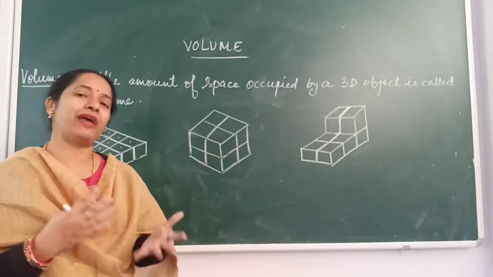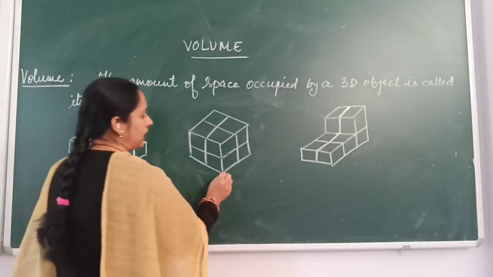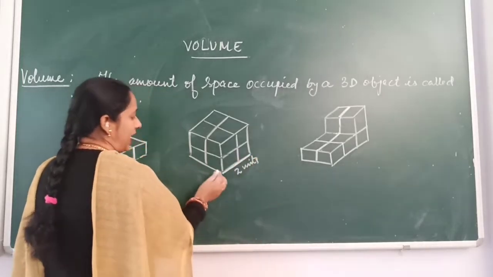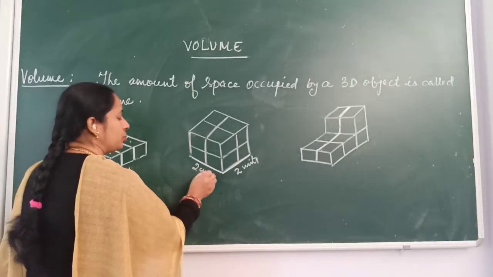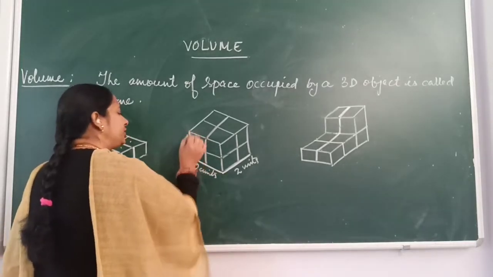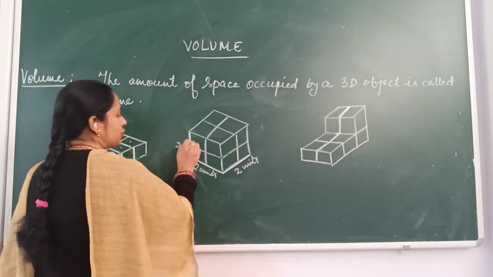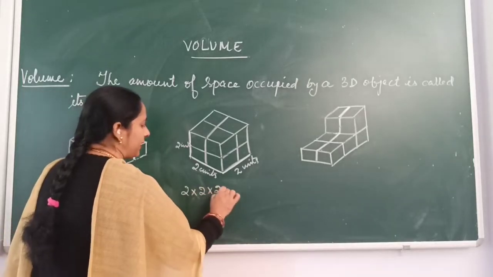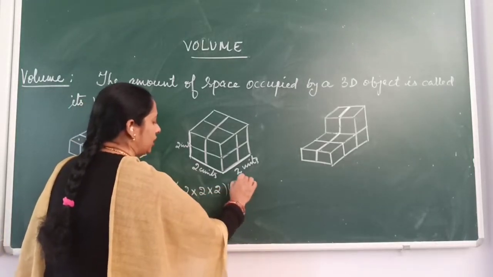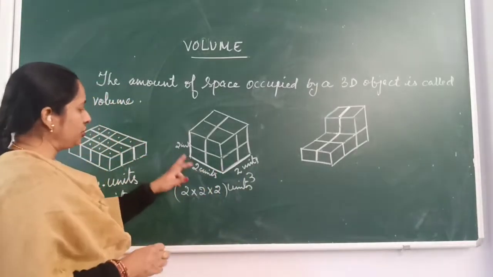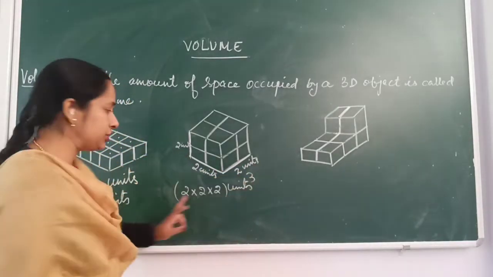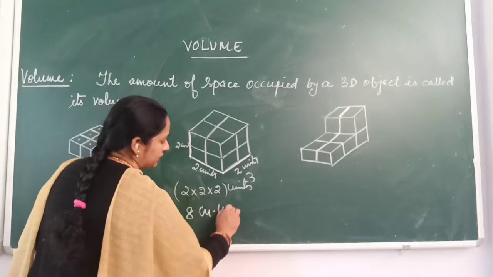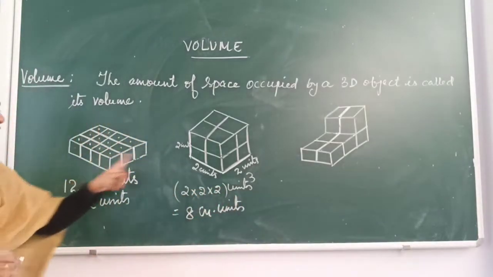Okay, so instead of imagining that, you can even count along the length how many units. 2 units, isn't it? 1, 2. Along the breadth you have again 2 units, and along the height you have 2 units. So total 2 units multiplied by 2 multiplied by 2. Total how many unit cubes do you have? 8 cubic units. Right?